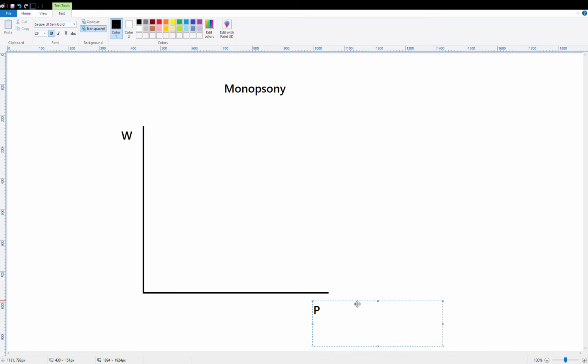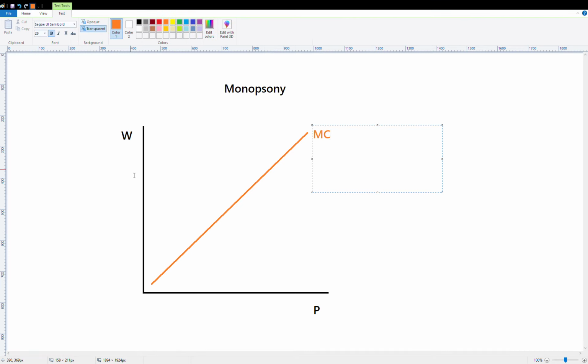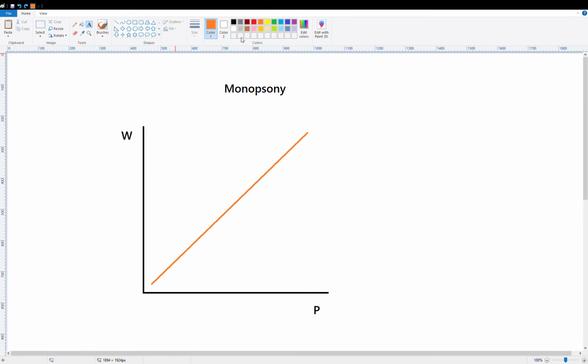Now, over here, the MC is still upward sloping like this. This is confusing if I put it in the code because there's a supply curve. Let me just use this one. This is the MC. Then the supply curve is right below that, right over here.